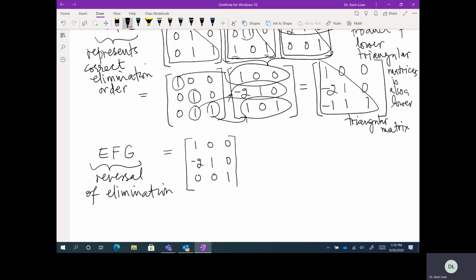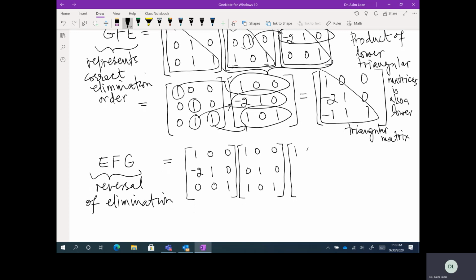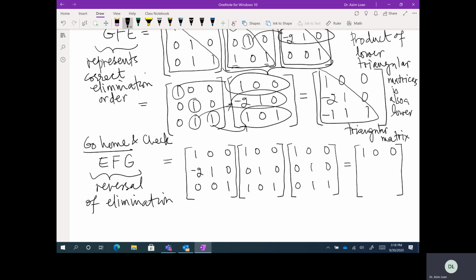0 0 1, and F is 1 0 0, 0 1 0, 1 0 1, and G is 1 0 0, 0 1 0, 0 1 1. This is equal to simply 1 0 0. So you can go home and check. This is equal to 1 0 0, minus 2 1 0, 1 1 1.